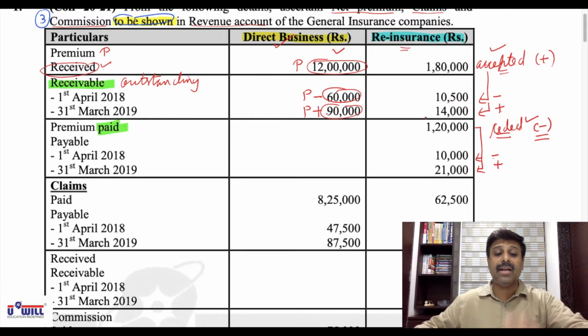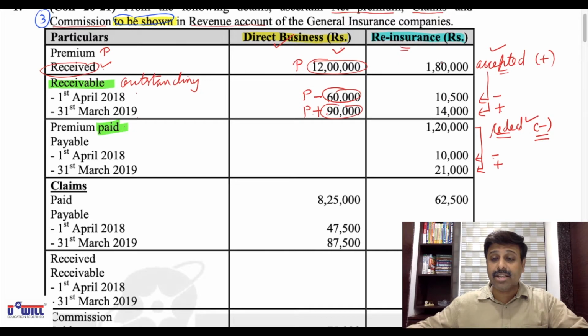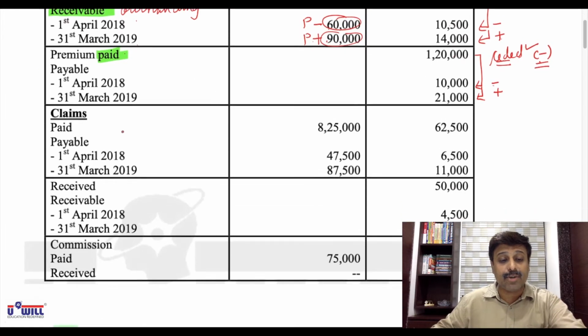In all the three parts, opening outstanding we will minus because it belongs to last year. Closing outstanding we will plus because it belongs to current year. And finally, in direct business, reinsurance accepted we will plus and ceded we will minus. Same way, let us understand the markings of claims.